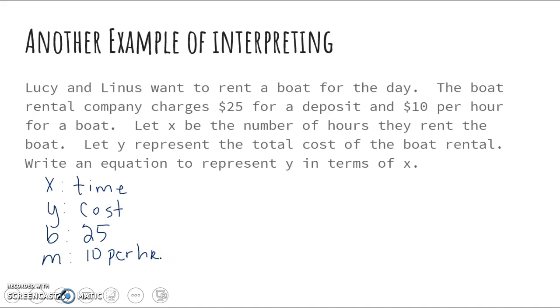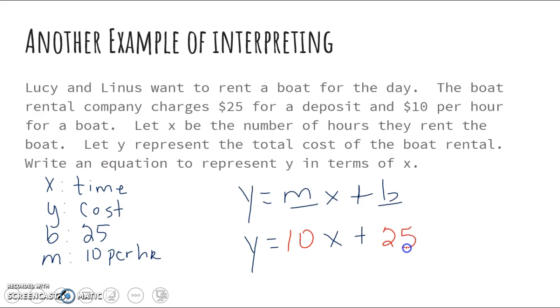$10 per hour. So y equals mx plus b. We're going to replace our m and our b. Our m is 10 and our b is 25. And that would represent the cost in terms of time, or it'll represent the equation y in terms of x. Slope-intercept form.